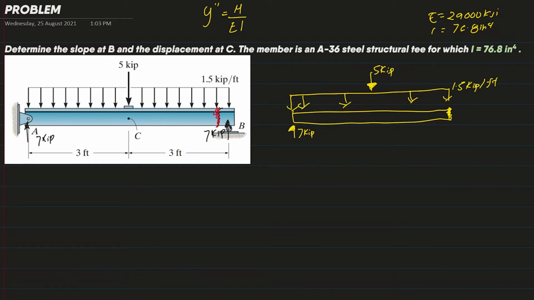Now, we set that this whole length, since we don't know it because we just cut it, will be the variable x. Then, what other dimensions are here? We know that from that 5 kips going to the leftmost, this length is 3 feet. With that being said, we can now proceed to writing our moment equation.